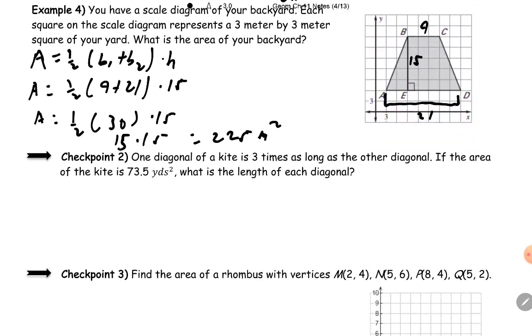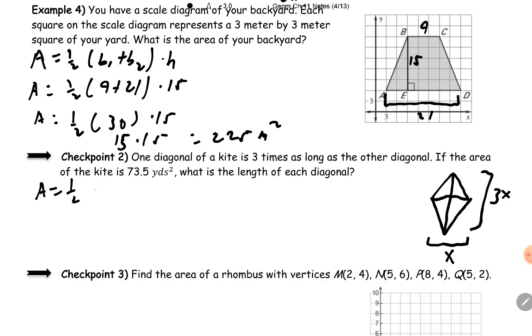One diagonal of a kite is 3 times as long as the other diagonal. If I measure this distance, let's call that x, and then the other diagonal will be 3 times that. The area is 73.5 square yards. What is the length of each diagonal?